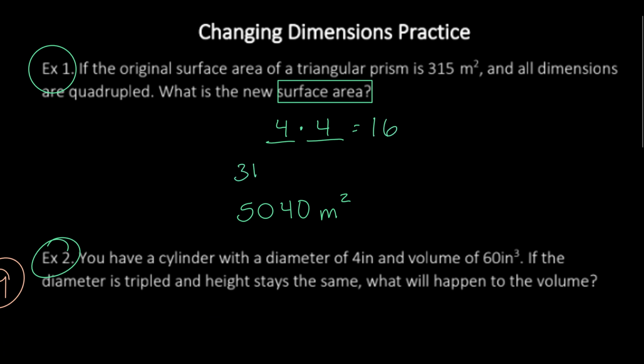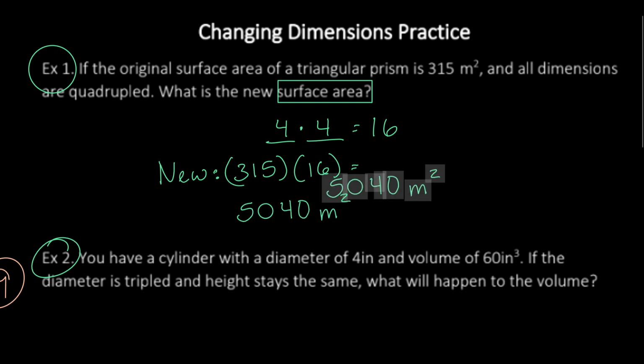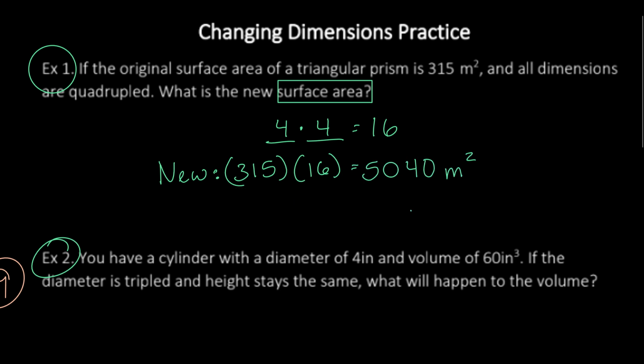So all we had to do to find our new area was multiply the original area by 16, and you get 5,040 meters squared. Any questions there? Does that make sense to everybody?